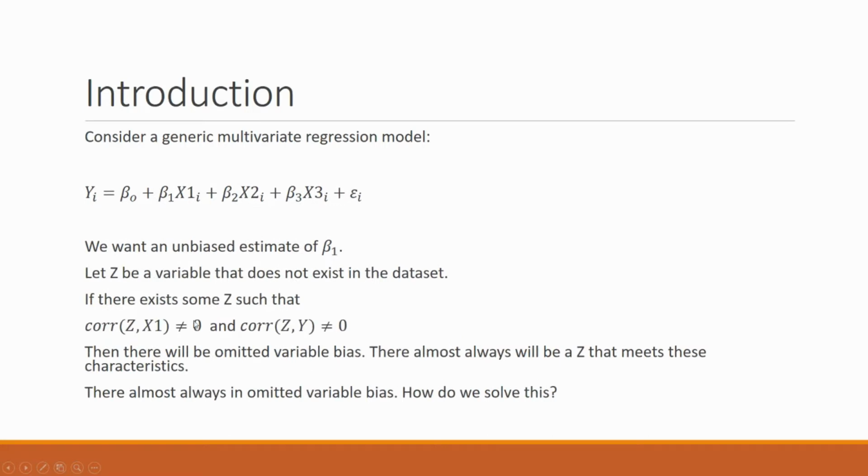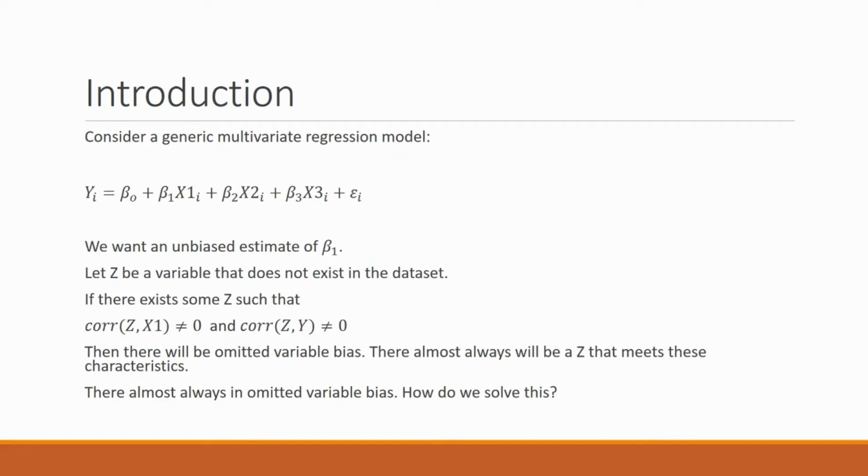All right, making this a little bit more formal. Imagine that there's some variable z that does not exist in our data set. We don't have it in our data set, so it's definitely not in our model. If there exists this variable z, then variable z is obviously omitted from the regression.